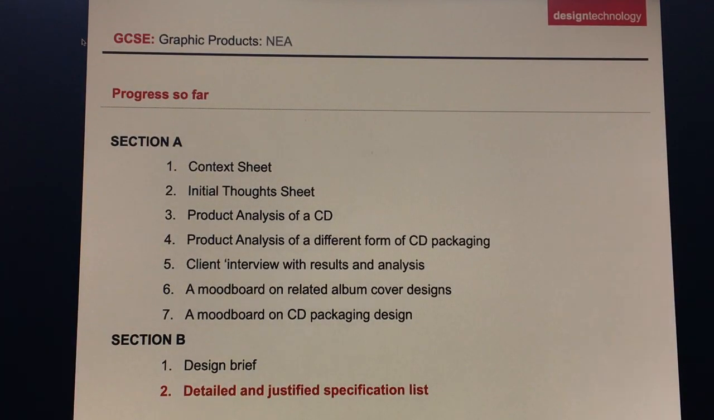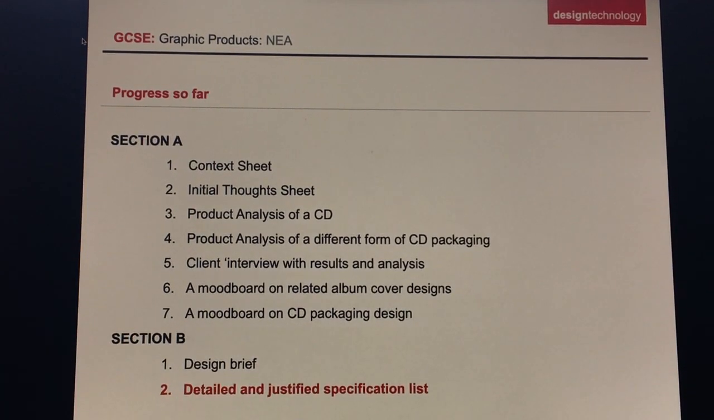Okay, here we go. We're looking at the specification list now, so just a quick synopsis as to where we are. So we've got section A there with a list of 7 items that you should have done. A lot of you have done them, which is fantastic. Section B, we've started. We've done the design brief last week, spent 2 lessons on just a paragraph.